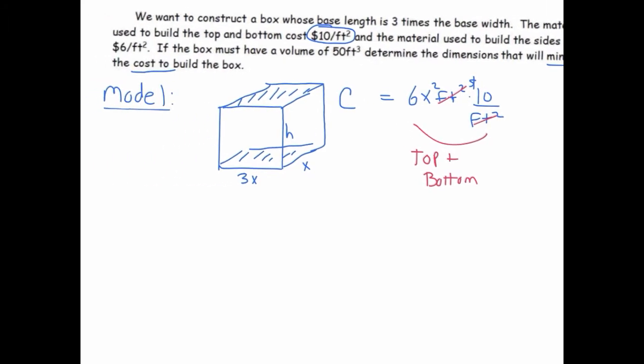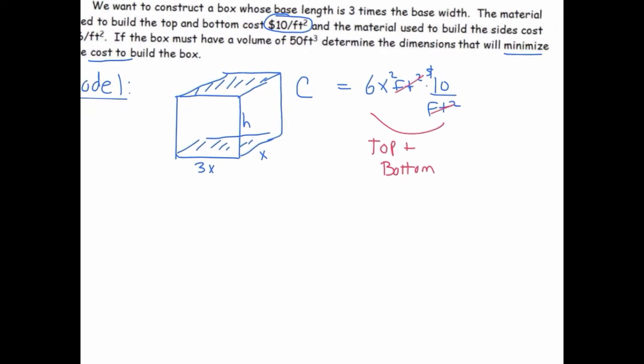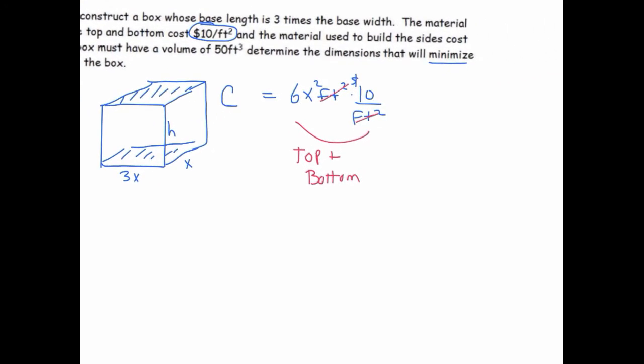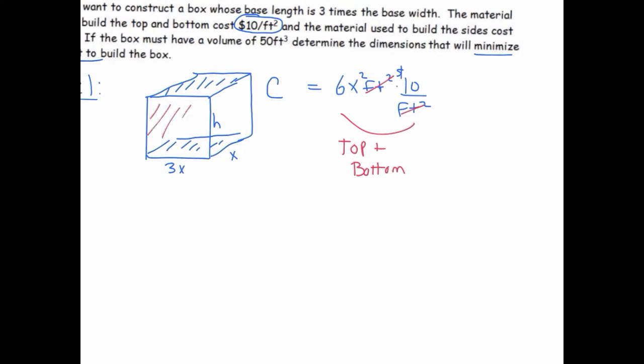Okay, and now I need to add in the cost of the sides. And according to the problem, the sides cost $6 per square foot. So let's get the area of these 4 sides. You're going to want to be careful here because it looks like the front side and the back side have area of 3xh, and the 2 sides in this picture would have area xh. So 3xh, 3xh for the front and the back, and then xh and xh for those. That makes up a total of 8xh. So 8xh feet squared.